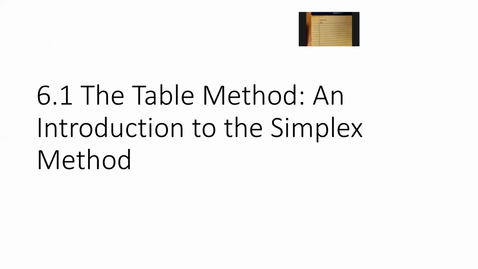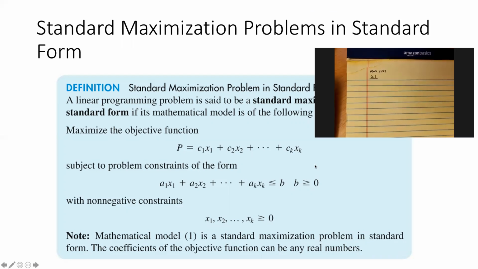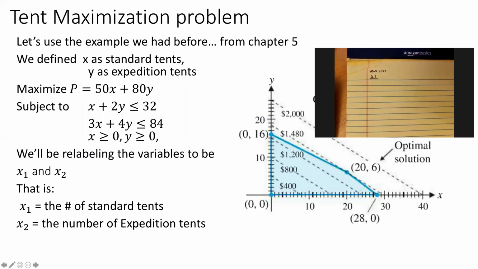It's very similar to the geometric method in the approach that we're going to make basically a table that we'll solve our solutions with. So the first thing to talk about, I'll just move this a little bit out of the way right here, is the standard maximization problem in standard form. So when we talk about standard form, basically all we're trying to do is talk about how we want to display this maximization problem, or this linear programming problem. So just to use a common example that we had before, just to jump ahead to the next slide, this is the one where we did the standard tents and the expedition tents.